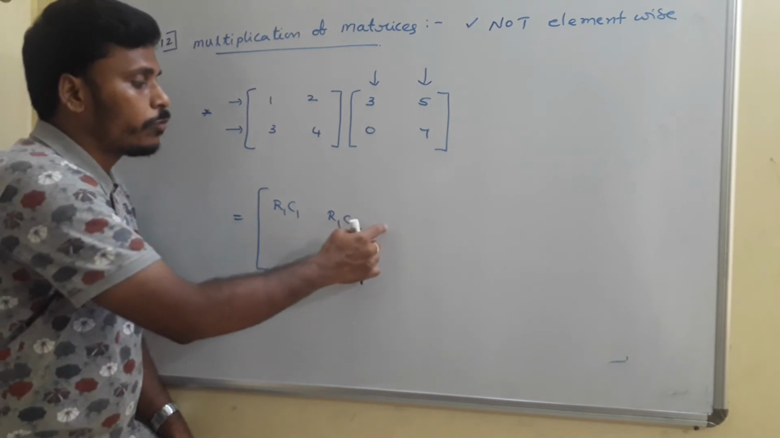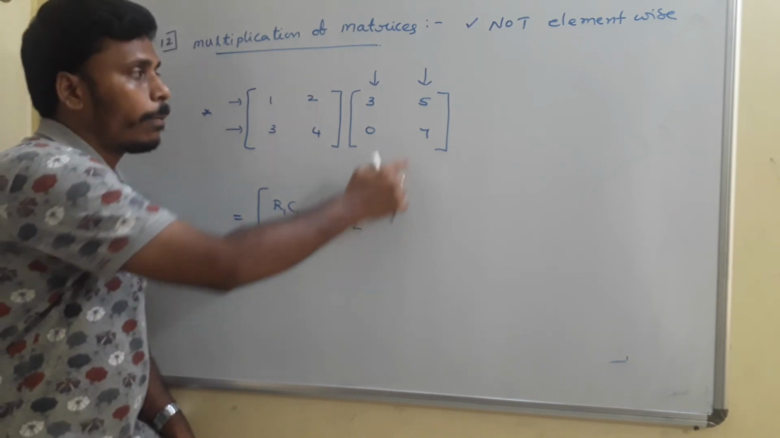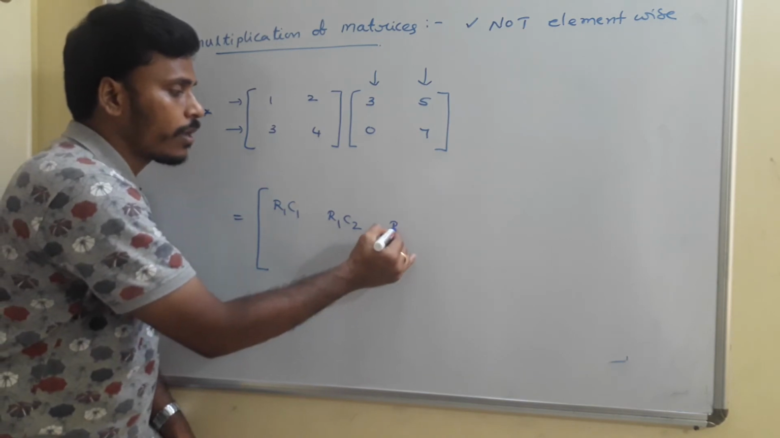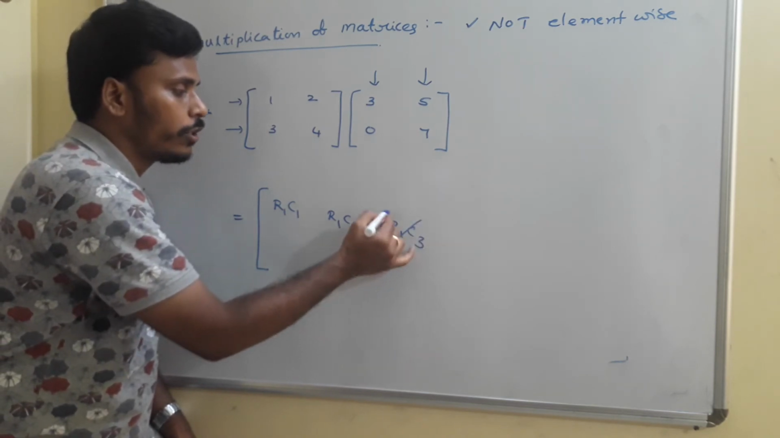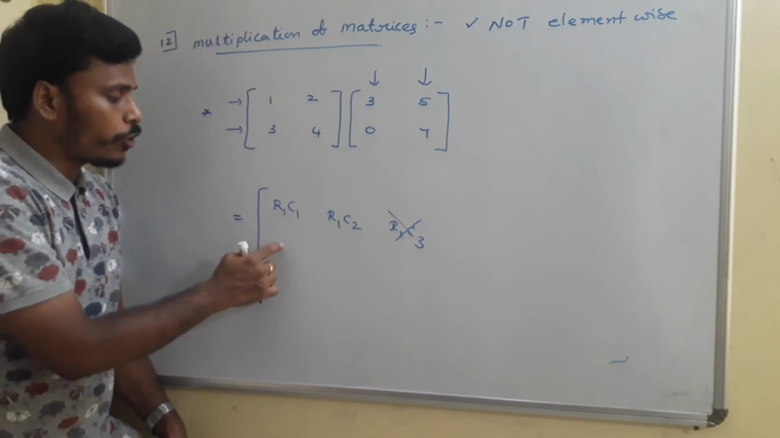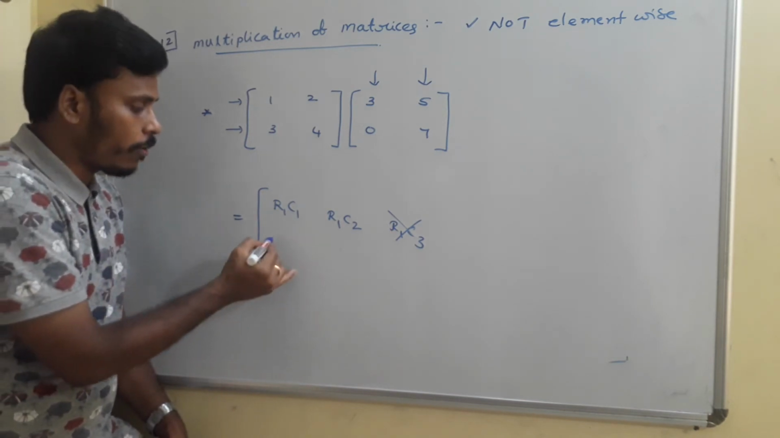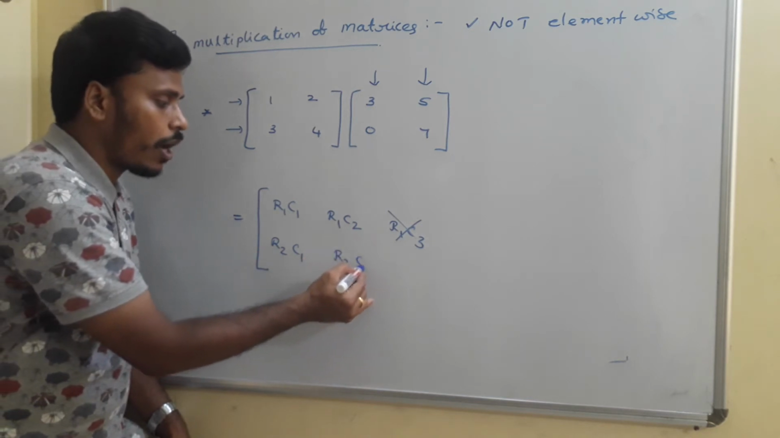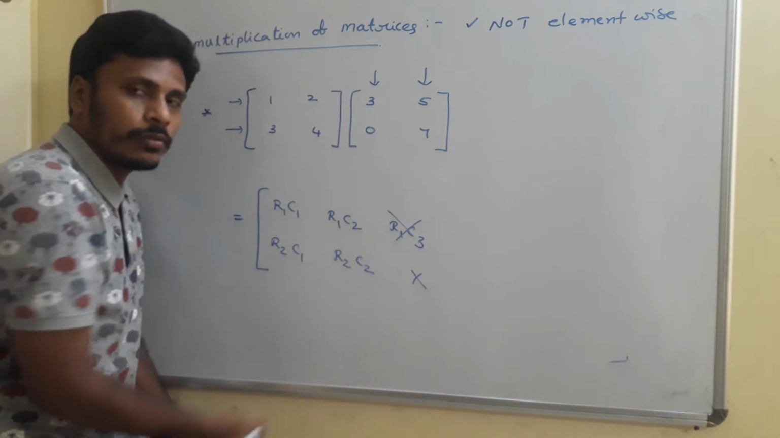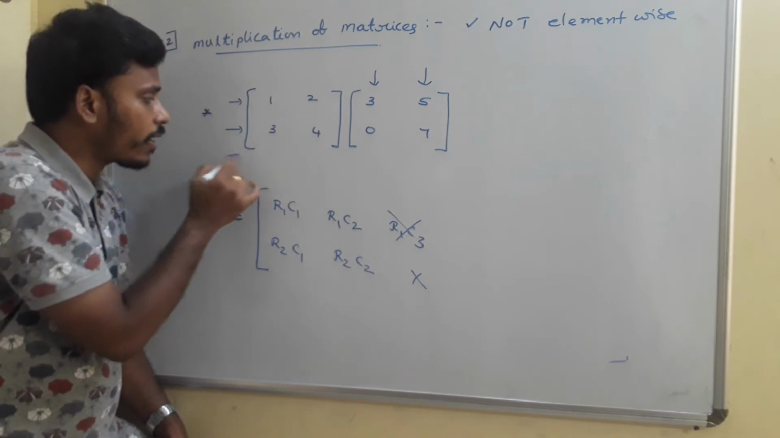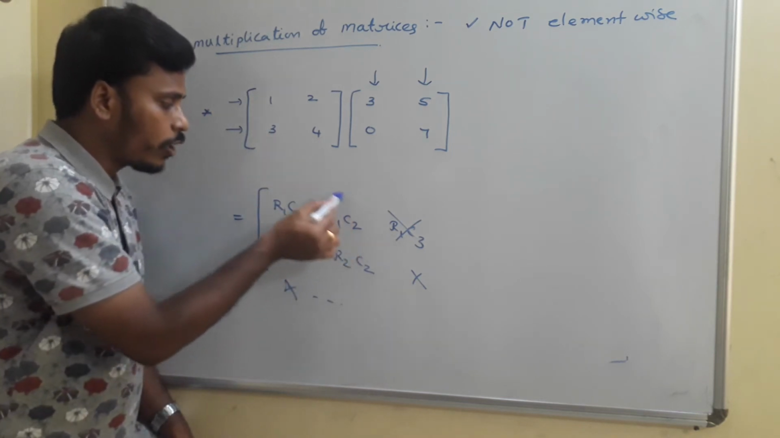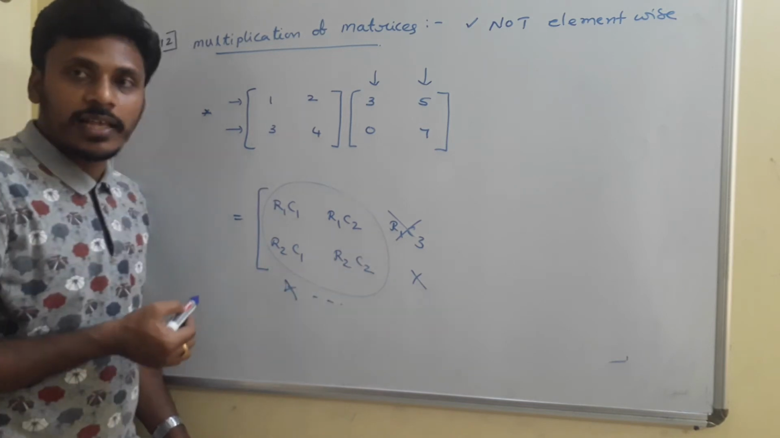Okay. And you may take it as R1 C3, but there is no third column. You need not identify this. R1 C3 is not possible here. Whereas this position is second row, first column. You may take it as R2 C1. Second row, second column, R2 C2. And this, R2 C3, is not possible, and in the first matrix there is no third row either. So don't think about all these things. At the end, you will get only these four elements as a result.